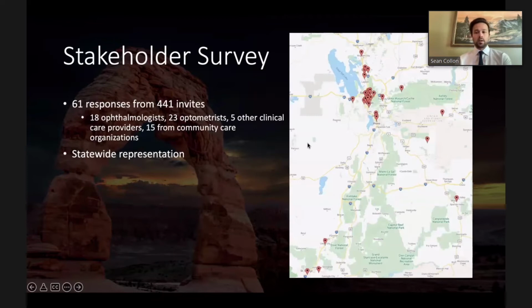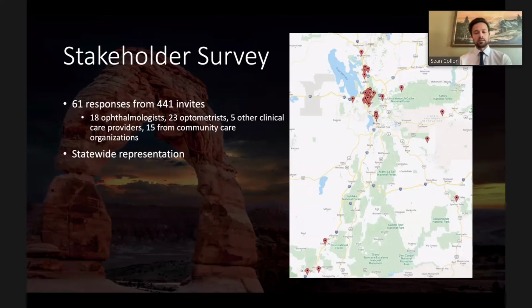New from last year is the data and the responses from the survey. We got 61 responses from 441 invites. I think that's actually a little bit better than it sounds, because we know that many of the surveys were sent to old emails that were no longer in use, from the UOS registry. It was also a rather long survey. So 61 responses was fairly good.